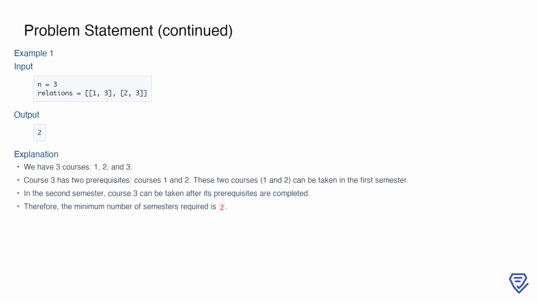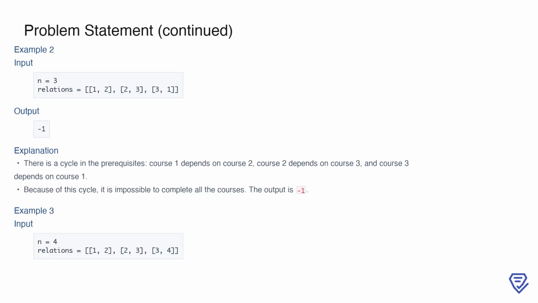Suppose n is 3, meaning there are 3 courses, and the prerequisite relationships are described by the array 1, 3, 2, 3. This means that course 3 has 2 prerequisites, courses 1 and 2. Now, in the first semester, we can take courses 1 and 2 because they don't depend on any other courses. Once those 2 are completed, we can take course 3 in the second semester since its prerequisites, courses 1 and 2, are now satisfied. Therefore, the minimum number of semesters required to complete all 3 courses in this case is 2.